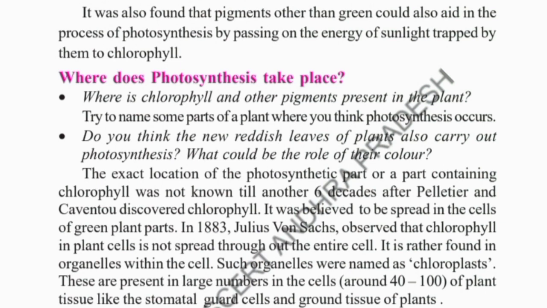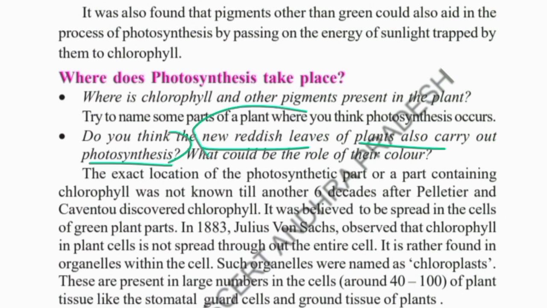The next question is, try to name some parts of the plant where you think photosynthesis occurs. You cannot say that photosynthesis occurs in all the green parts of the plants. You will answer this question like this: photosynthesis occurs in the parts of the plants where chloroplasts are present, where chlorophyll is present. The next question is, do you think the new reddish leaves of the plants also carry out photosynthesis? We have also discussed this question in the previous lecture.